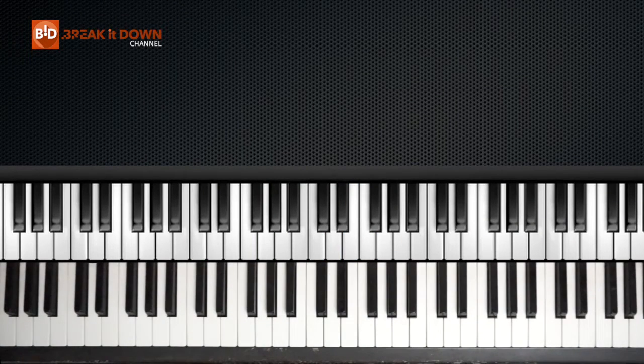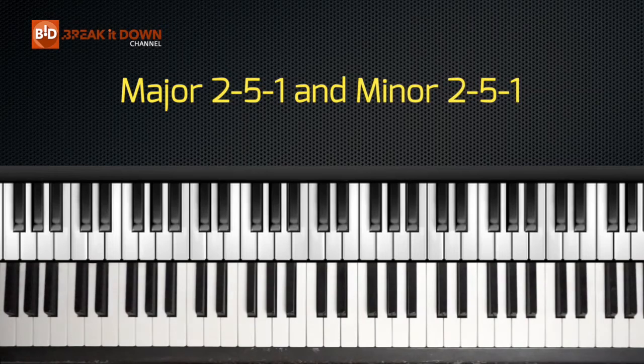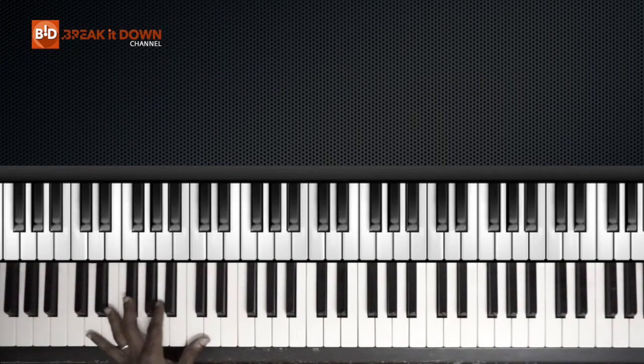Now there are two types of 2-5-1s, the major 2-5-1 and the minor 2-5-1. Now basically the difference has to do with the 1. So the 1 could be a minor or the 1 could be a major. So let's try a major 2-5-1 with the chords that we know.